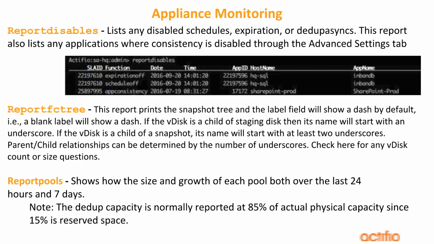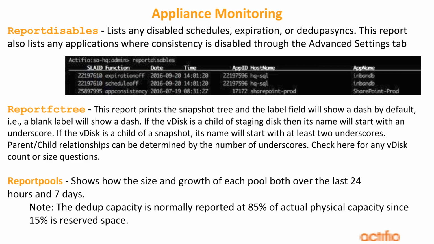It will go through and it will list every application whose expiration is shut off. And then it will list every application whose scheduler is shut off. And then every application whose app consistency is disabled. So as you can see in this case, our app endband DB had both the expiration off and the scheduler off, so it shows up twice. And we can verify that it's the same one. We've got the same host name, same app name, more importantly, the same application ID.